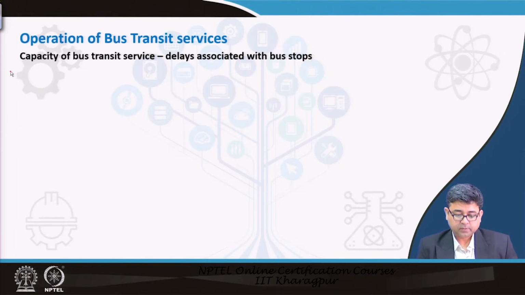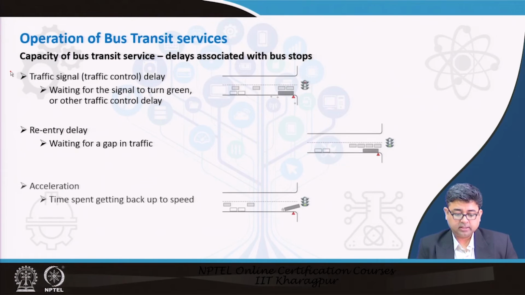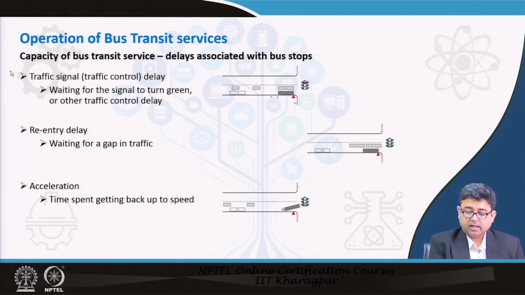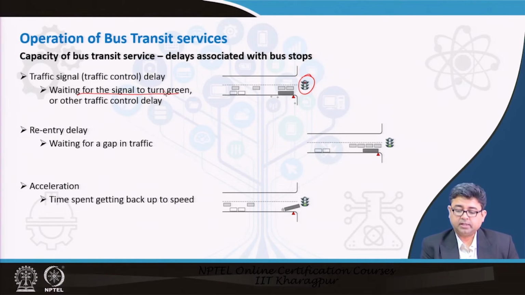The other situations are delays caused by traffic signals, waiting at the traffic signal to turn green. Even if you may not have a free left turn, in our situation the buses may not be able to turn free left, even though there is a left turn lane maybe, but the signal said no turn on red.